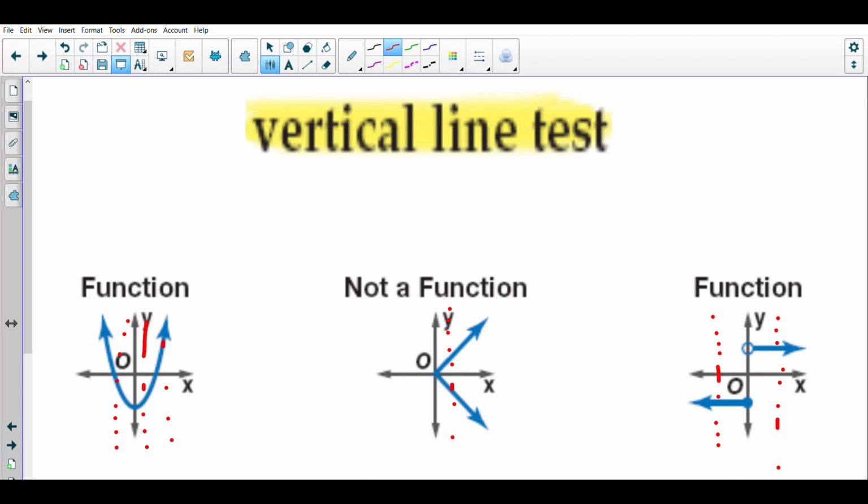Notice there are 2 different spots where I'd hit, but they're not on the same line. Even if I go right down the y-axis, it seems like I hit 2 spots, but that open circle means there's nothing there, so I miss it, and I only hit the bottom part of the graph. So that is a function. So we can use the vertical line test to help us when we're looking at graphs.